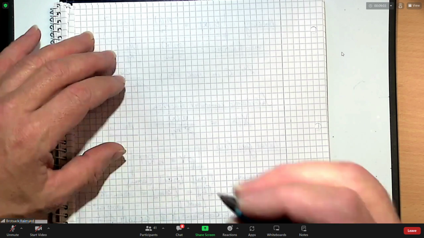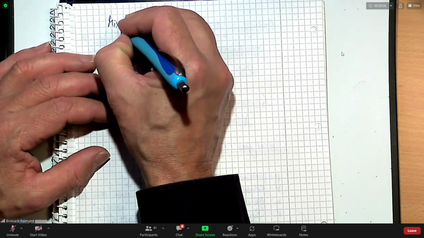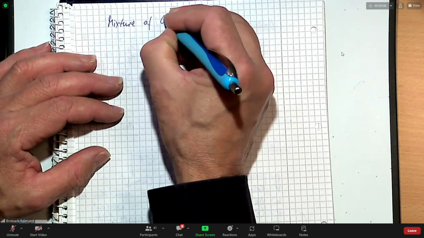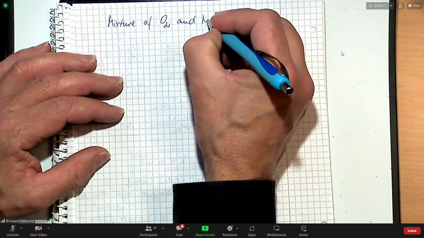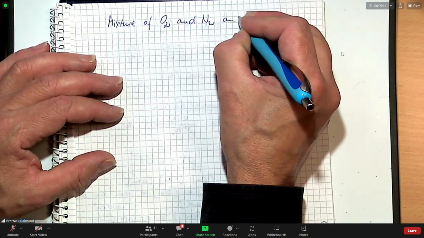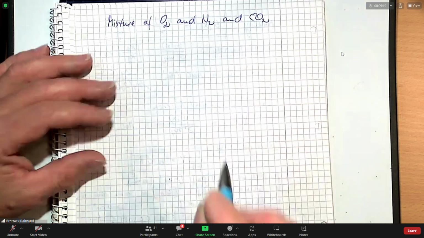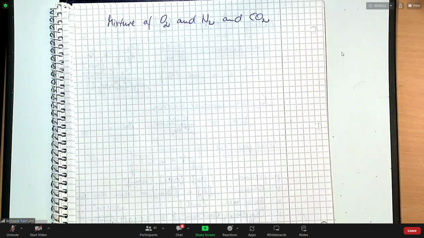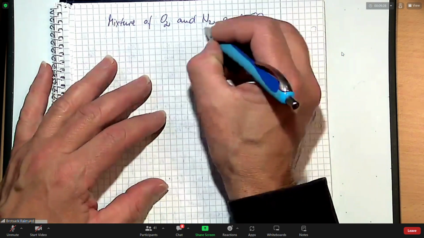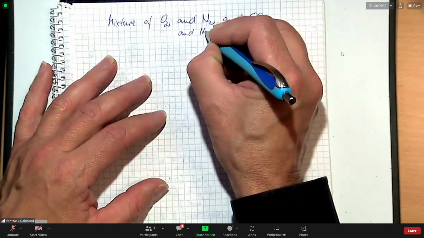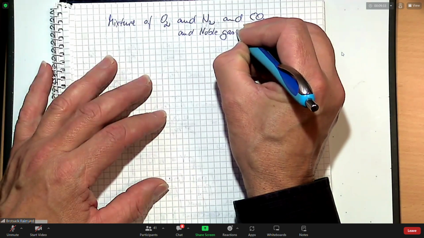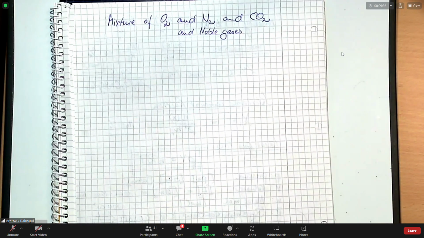So let's say we have a mixture of O2 and N2 and CO2. Those are the main components, or some of the main components. We have additionally noble gases. Do you know the concentration of these elements in the atmosphere? What's the concentration?